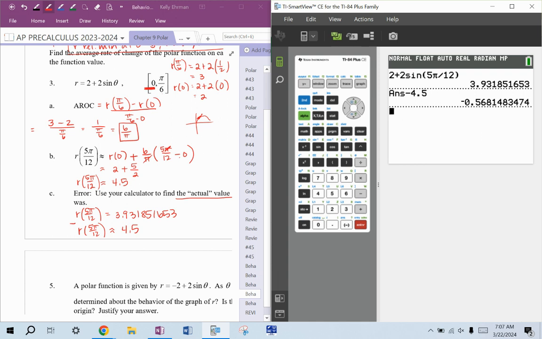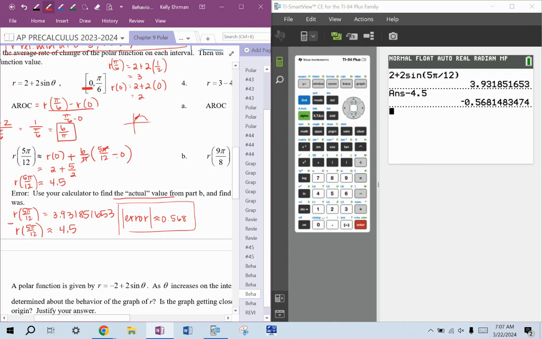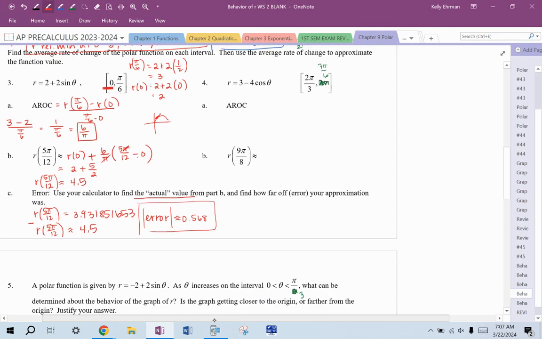In this case, it says my approximation is higher than the actual value. So the negative sign can get kind of wonky here. But the error is the difference between the two. So I'm going to put an absolute value around it and say it's about 0.568-ish. That's about how far off we are. So not bad, not great. It depends on what you're doing with how big of an error you're willing to allow.